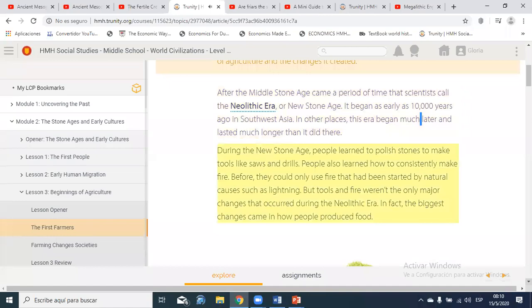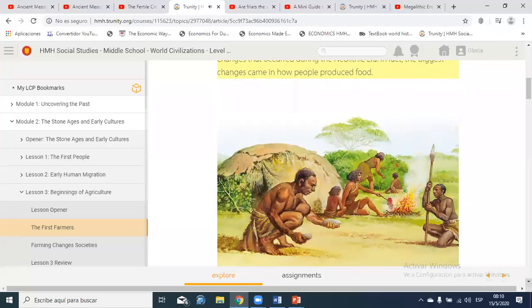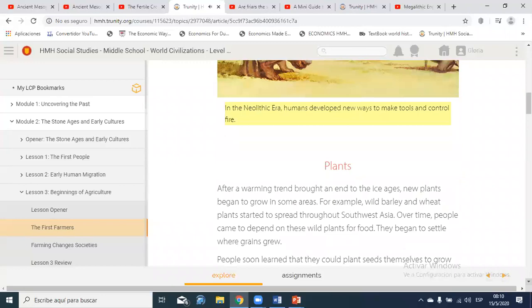During the New Stone Age, people learned to polish stones to make tools like saws and drills. People also learned how to consistently make fire. Before, they could only use fire that had been started by natural causes such as lightning. But tools and fire weren't the only major changes that occurred during the Neolithic era. In fact, the biggest changes came in how people produced food. In the Neolithic era, humans developed new ways to make tools and control fire.